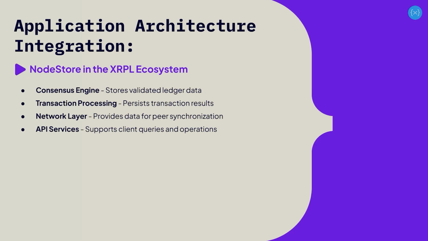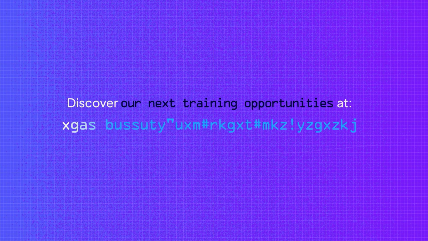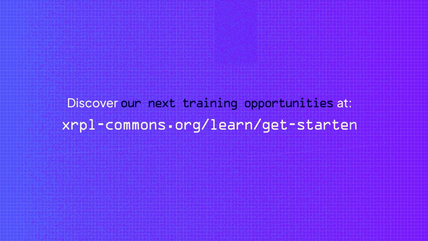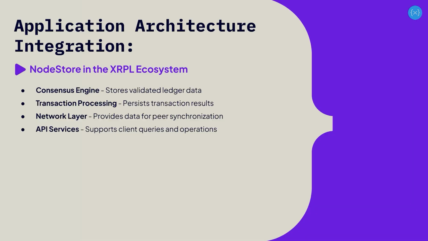Next, we'll talk about the application architecture integration. The integration points are the consensus engine, which stores validated ledger data, transaction processing, which persists transaction results, the network layer, which provides data for peer synchronization, and API services, which support client queries for operations.